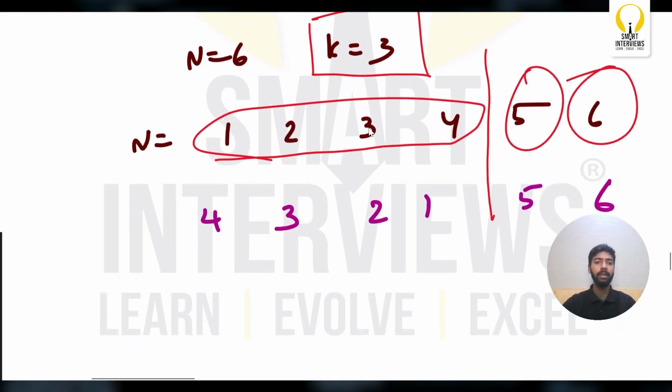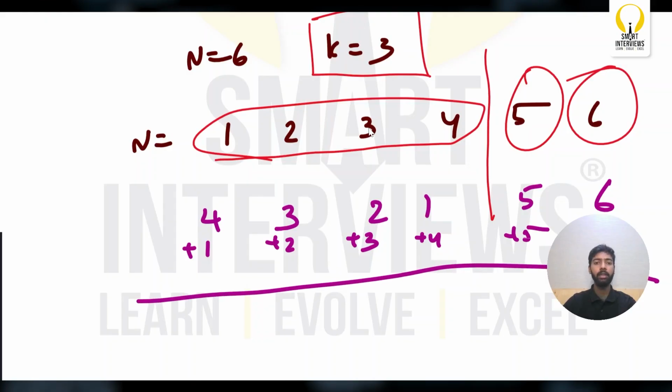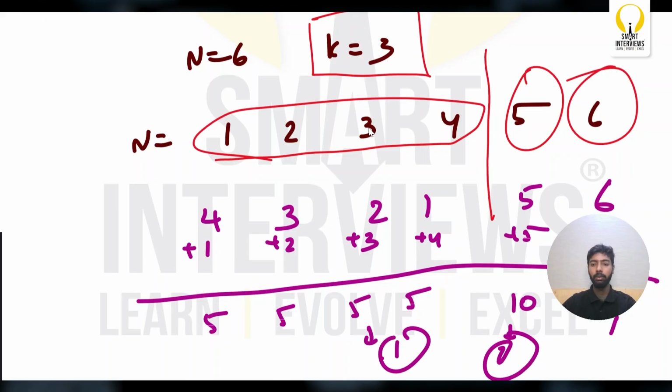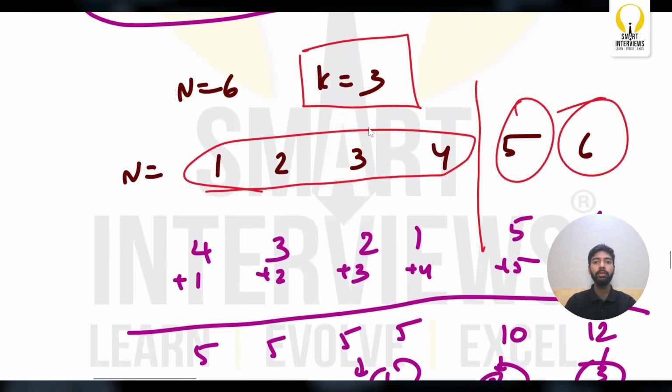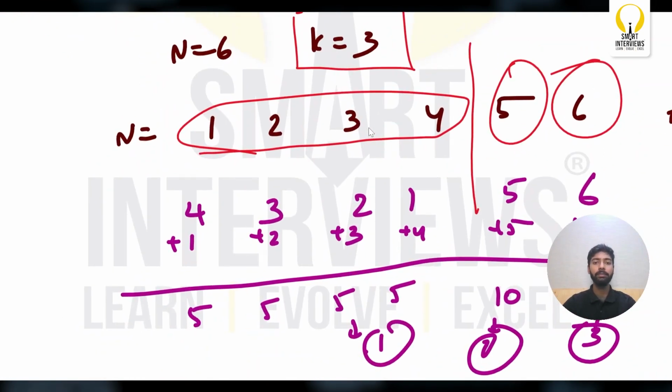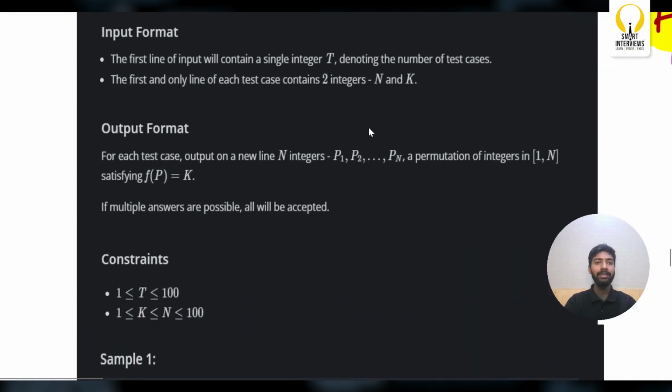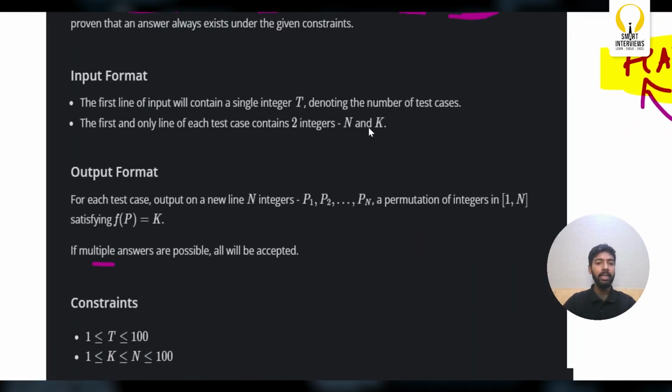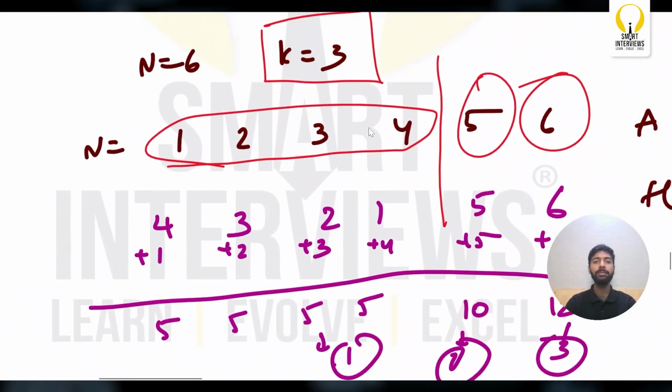Now what's the next step? Generate the array. What will I do? Plus 1, plus 2, plus 3, plus 4, plus 5, plus 6. If you find it, you'll have 5s here, you'll have 10 here, you'll have 12 here. So do you see we got 3 unique elements? So do you see this pattern will work for all the examples? In the problem, it stated that you can print any one of the possibilities. So this is one of the possible answers, right? Do you see this pattern can be used for every answer?